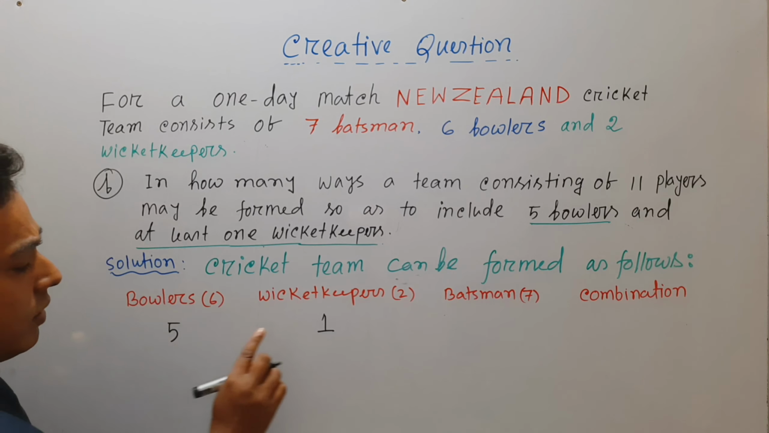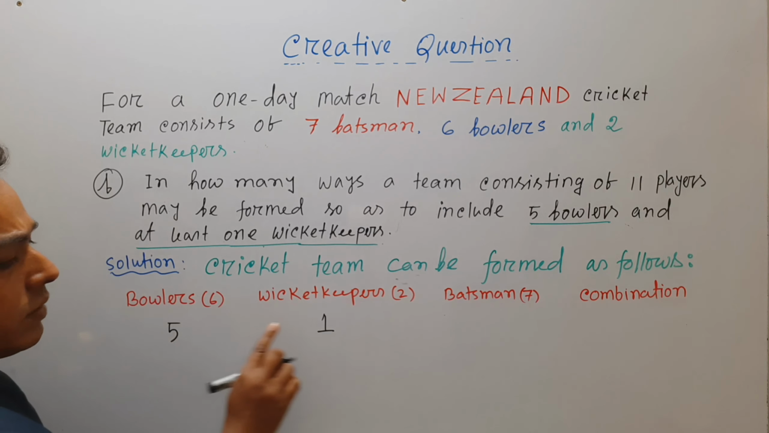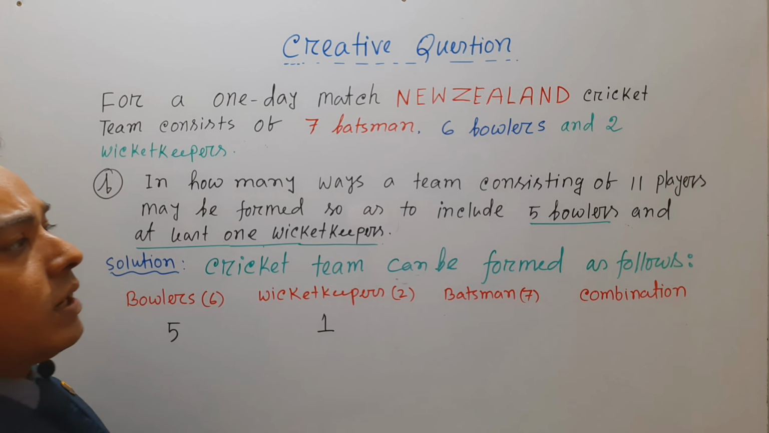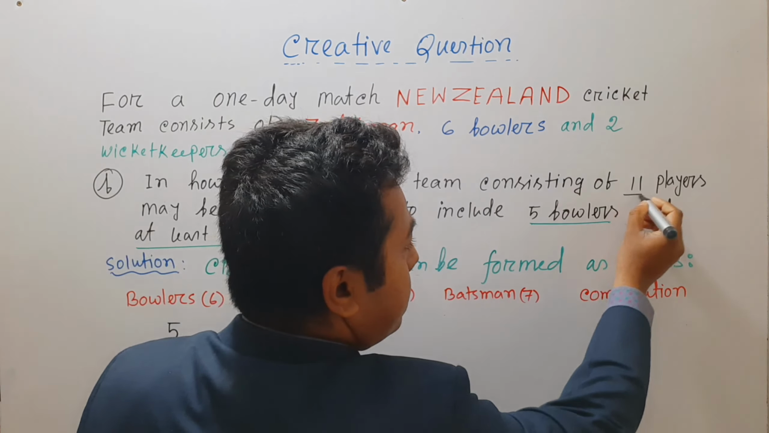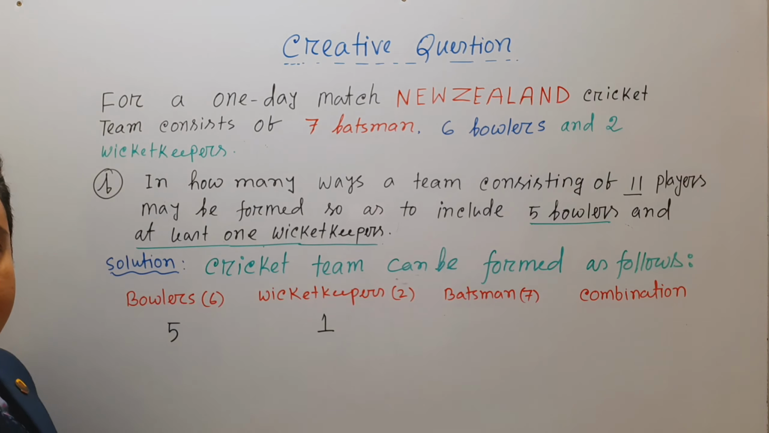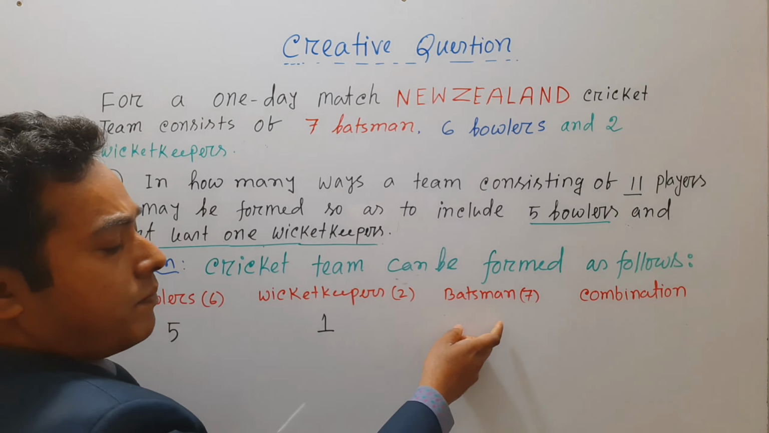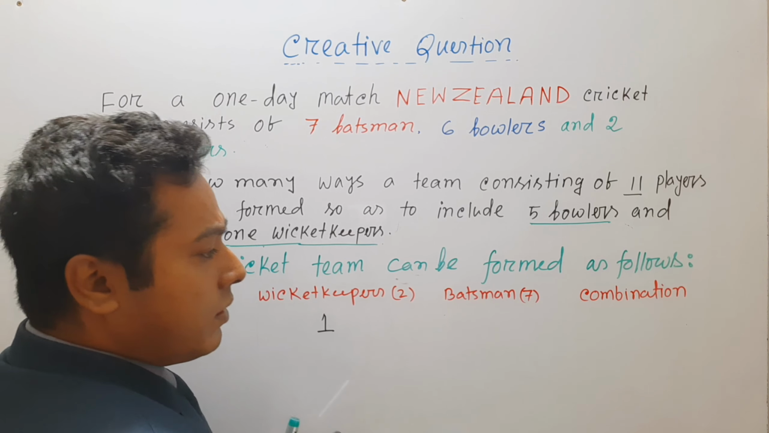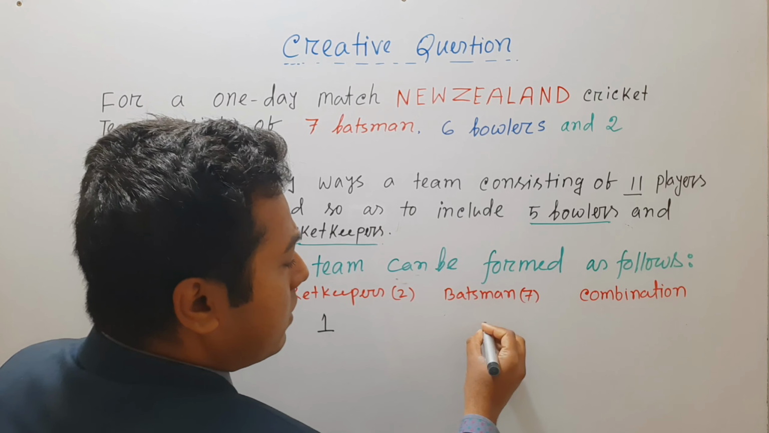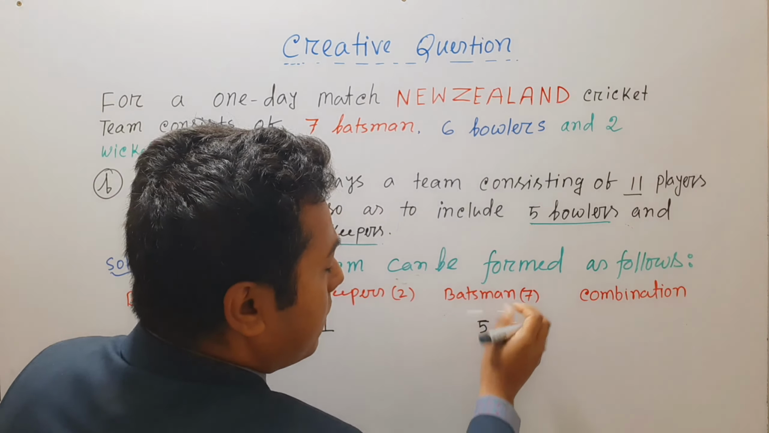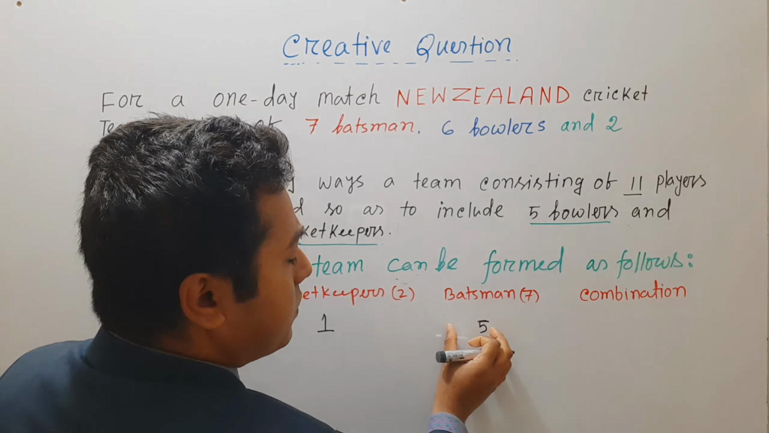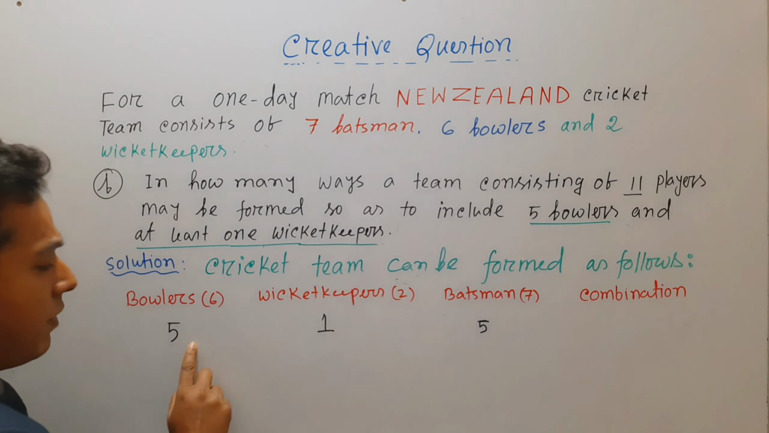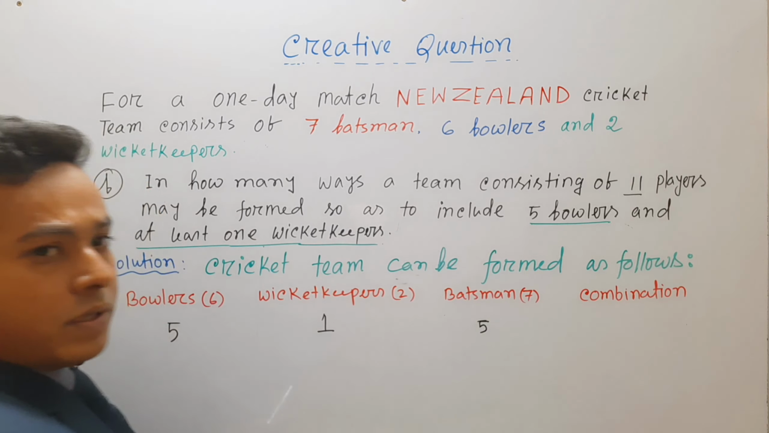Then total players, 5 bowlers and 1 wicket keeper, is 6. We need the total players to be 11, so another 5 players are needed, which will be taken from the batsmen. From the 7 batsmen we have to take 5 batsmen, because the total number will be 11: 5 plus 1 plus 5 is equal to 11.